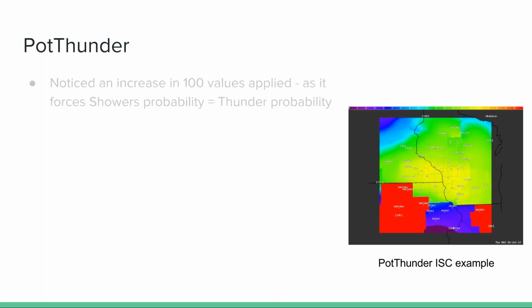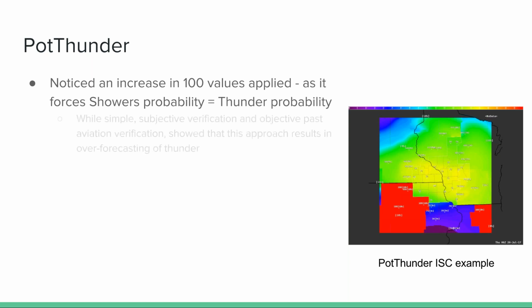On the probability of thunder, something we noticed here during the summer months has been an increase in utilizing 100 values to put in the pot thunder grid. A lot of that's just for ease, to force the probability of showers to be the same as the probability of thunder. And again, I think that it's nice and simple, but just subjectively, and looking at past aviation verification, for example, this approach likely results in over forecasting of thunder.